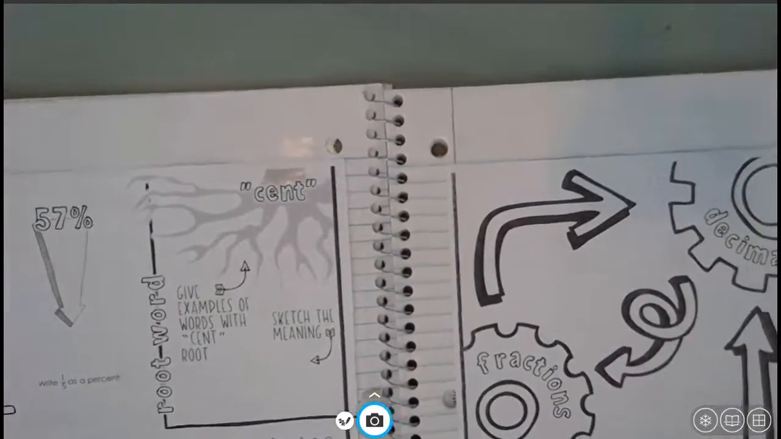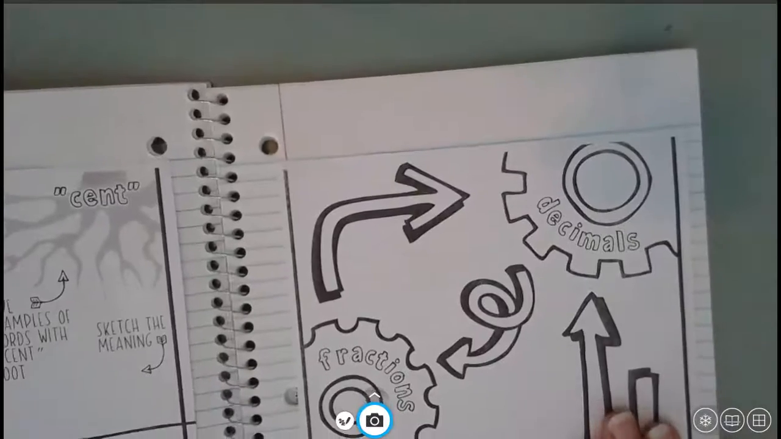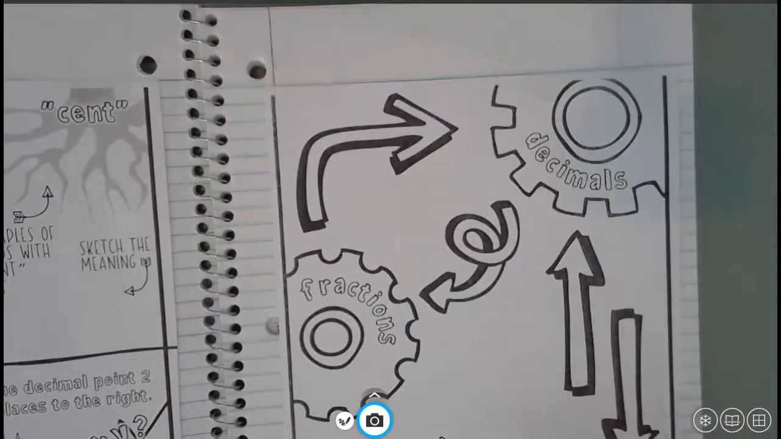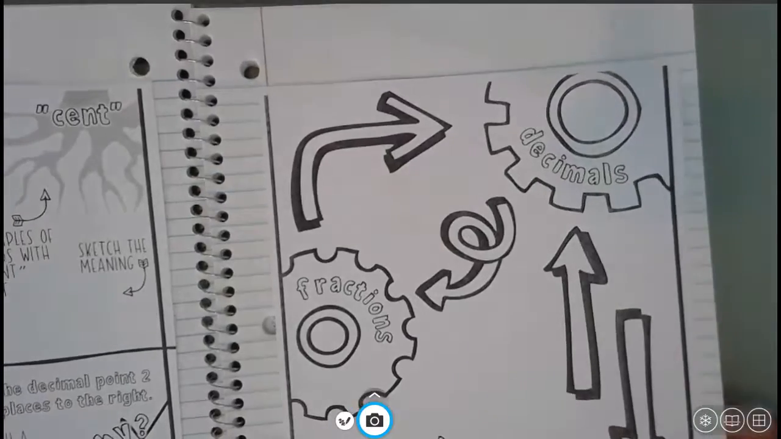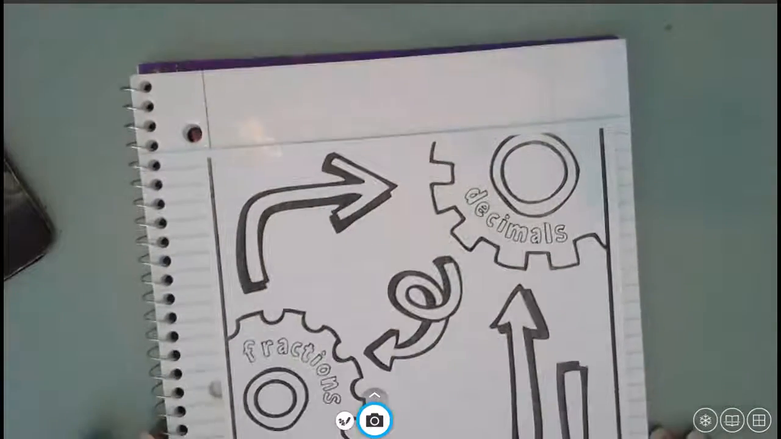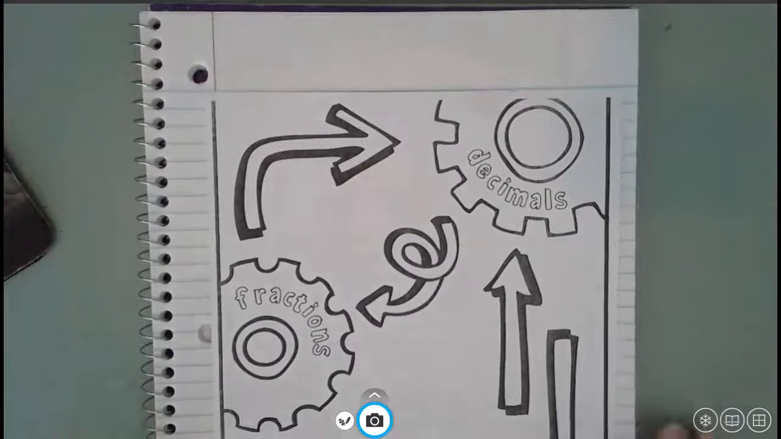Here's my math notebook. Here's how I'm going to set mine up, okay? So you have percents on this side, and you have the gears on the right side. I put them back to back side by side. Get those in, and then we will get started. And actually, I'm going to start on this page first. So once you have that ready to go, you should begin.